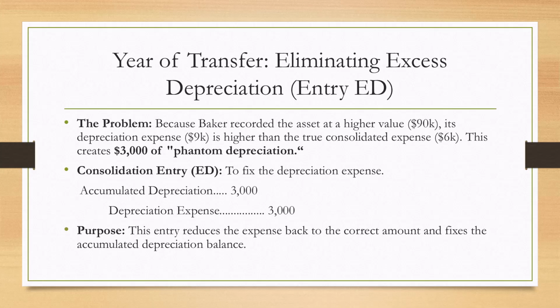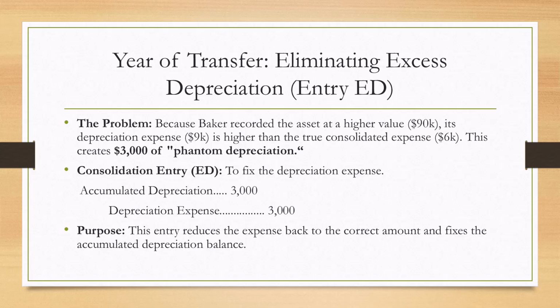But the phantom gain creates a second, more subtle ghost, phantom depreciation. Because Baker recorded the asset at a higher cost of $90,000, its annual depreciation expense is $9,000. But the true expense for the consolidated entity, based on the original cost, should only be $6,000. This creates $3,000 of excess or phantom depreciation.